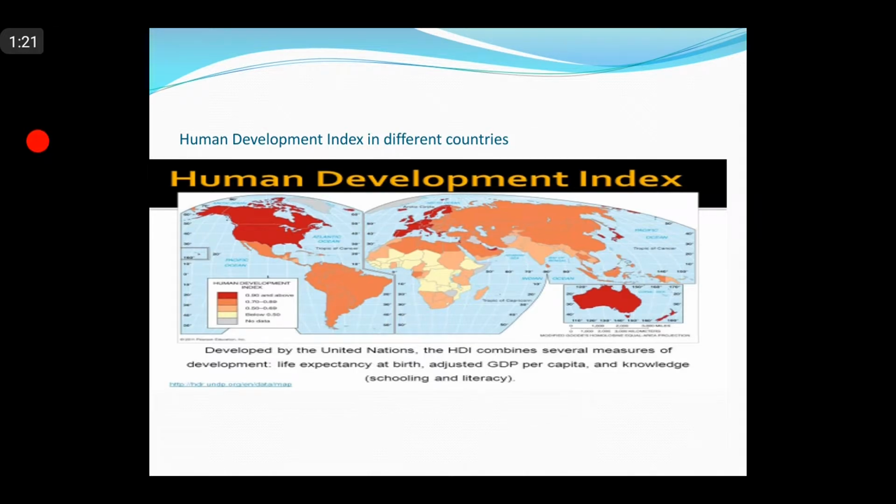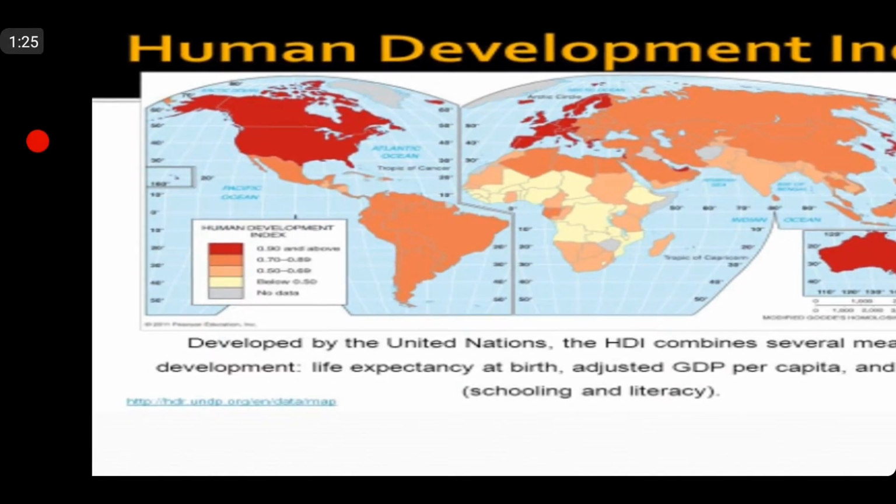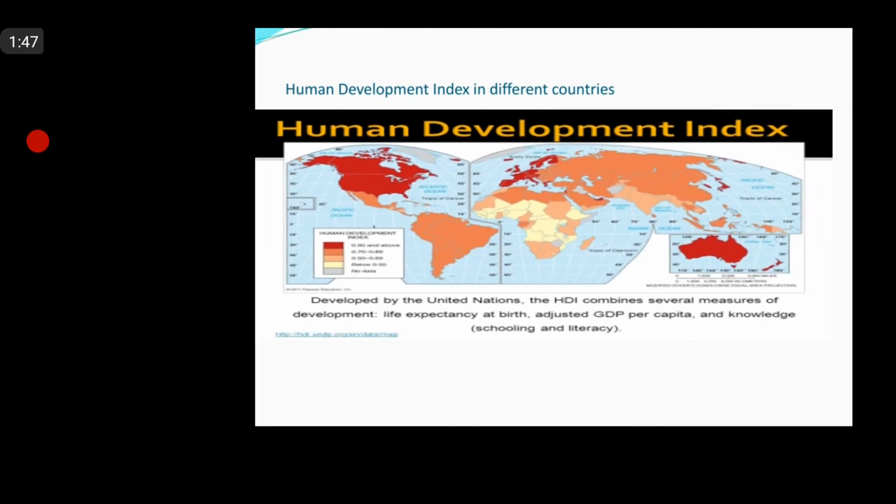Okay, here in this slide, you can see the Human Development Index in different countries. It is shown with the help of different colors, with which you can understand that the countries with the same color have the highest human development index, and the countries having the lowest or the medium human development index are shown with different colors.